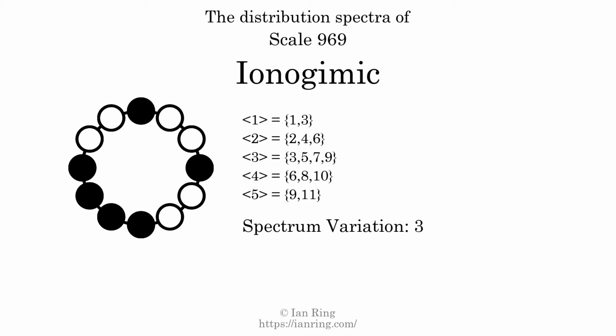Since the variation is greater than 0, this indicates that the scale is not perfectly even. The highest spectrum width is 6. Since this is greater than 1, we know that this scale is not maximally even.